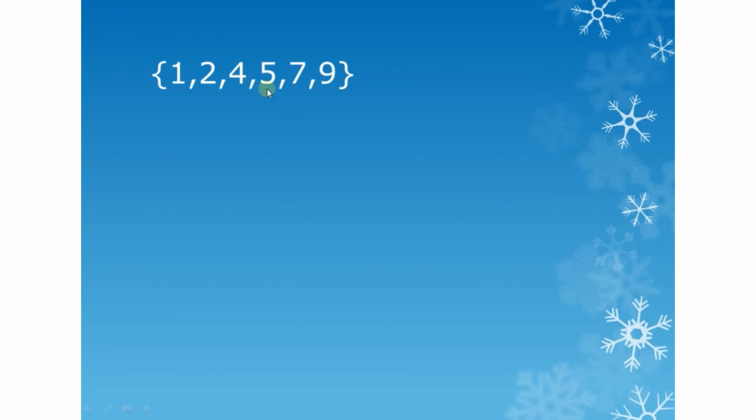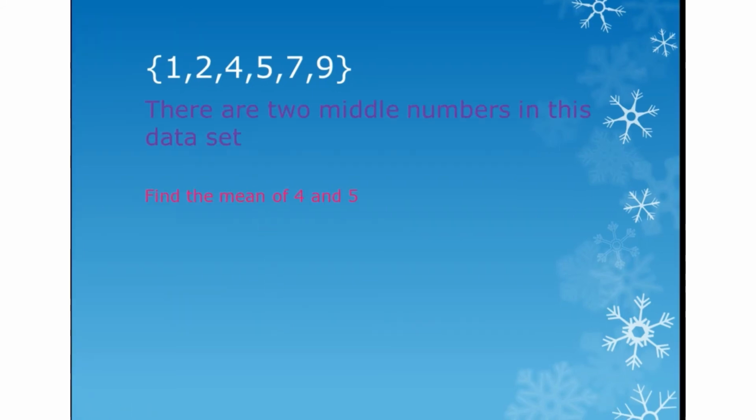Therefore, we will have to use 4 and 5 as the middle number and find the mean of it to get our median. We need to find the mean of 4 and 5. So 4 plus 5 is equal to 9. We now need to divide the 9 by 2. 9 divided by 2 is equal to 4.5.